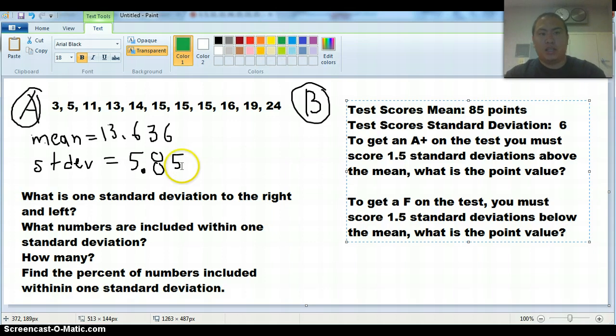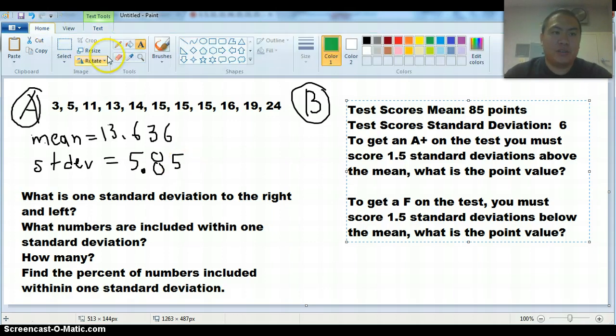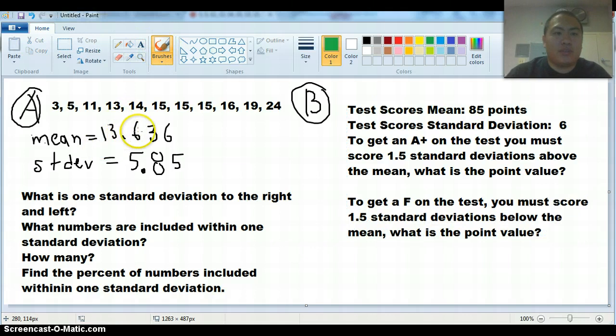On the left for A, I have a mean of 13.636 and a standard deviation of 5.85. If my mean is 13.636, that's somewhere over here, and with a standard deviation of 5.85, I need to go somewhere like 18-ish, over here. And to the left, that would put me at something like 8 something, over here.